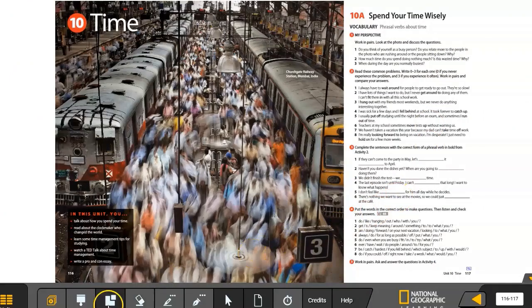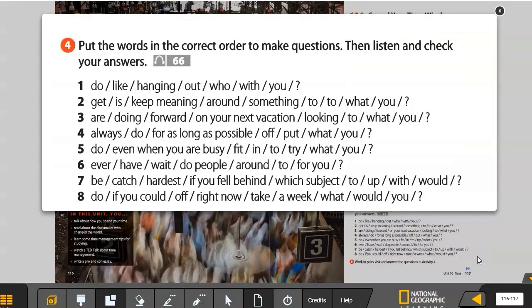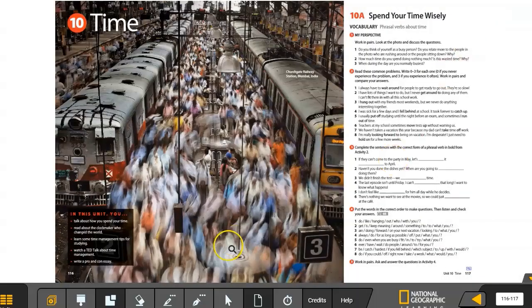Now let's go to exercise number 4. In exercise number 4, guys, we have to put the words in the correct order. And remember, we have to make questions. Now, could you please pause the video and do it, please? Remember, you have to take the time to do this. Now we are going to listen to the answers and check your answers, please, guys.